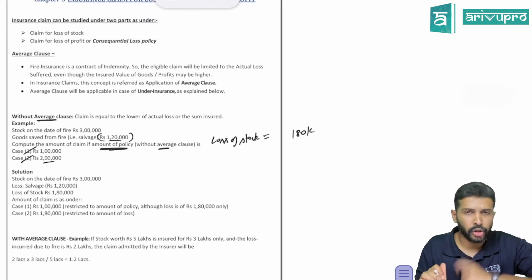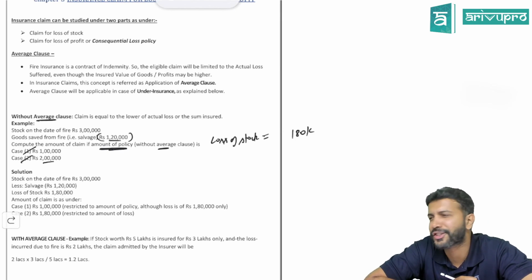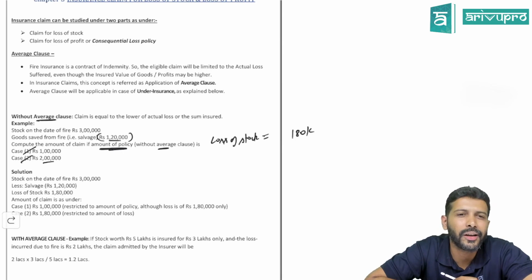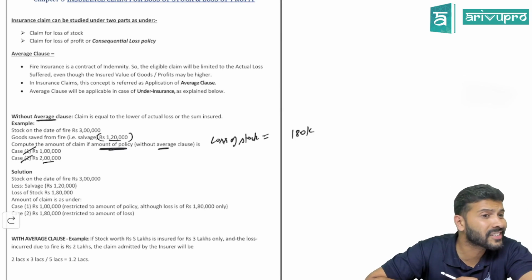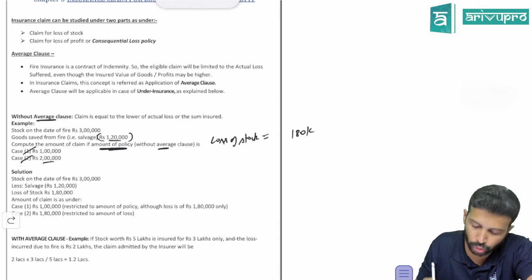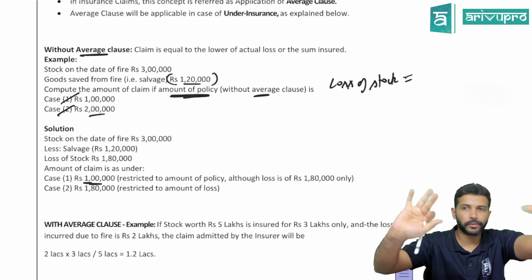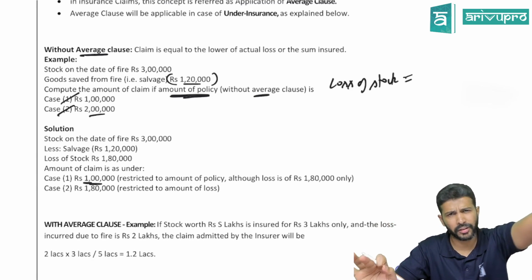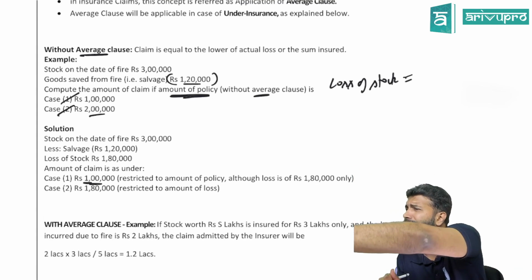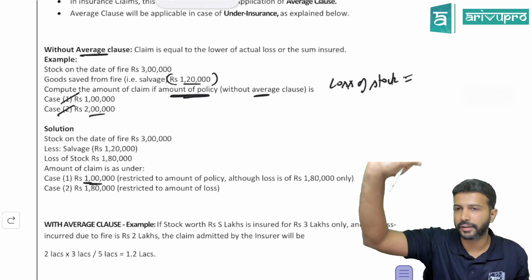Are we good with this now? Now tell me. You have taken the policy only for 1 lakh. The loss you have suffered is 180. What do you think the insurance company will say? Take only 1 lakh, because insurance is a contract of indemnity. You cannot make profit from an insurance company. Insurance is only for risk coverage. So since you have taken the policy only for 1 lakh, though you have suffered a loss of 180, they will only give you 1 lakh rupees. Proportionate formula is not required. Straight away, whatever is the policy value, that much is the maximum they will give. Here the policy value is 1 lakh, so they will give you 1 lakh.